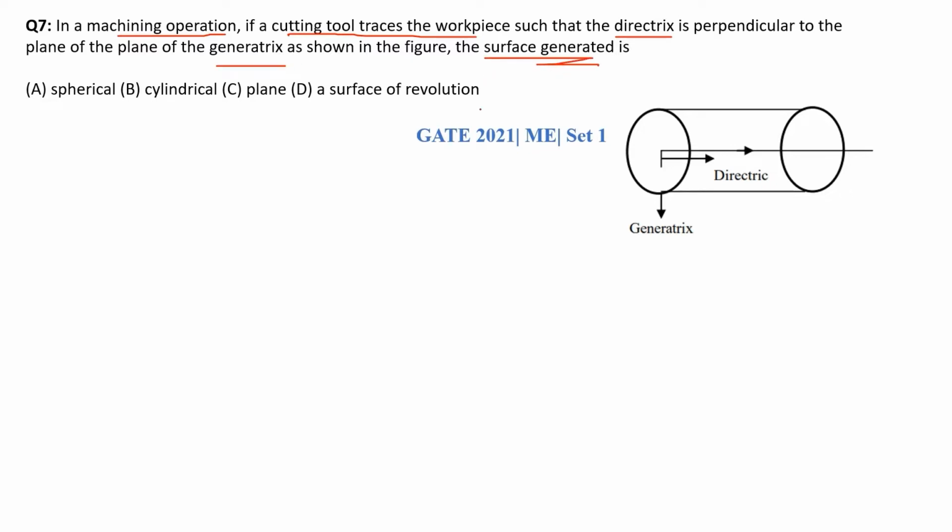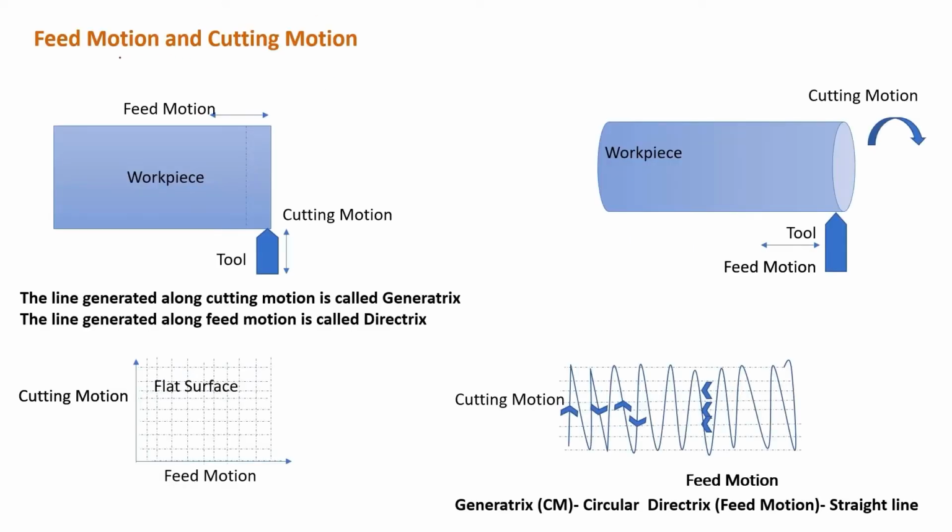Before going to the solution, as we did in the previous question, we just have a quick rewind of the concepts behind it. I'll start with the feed motion and the cutting motion. Let us suppose we have a workpiece here and a tool here. Now this tool can reciprocate in order to cut this part of the workpiece.